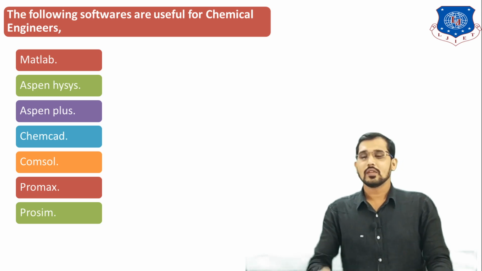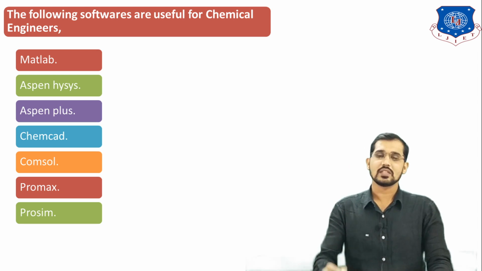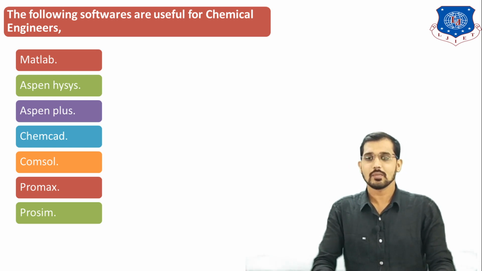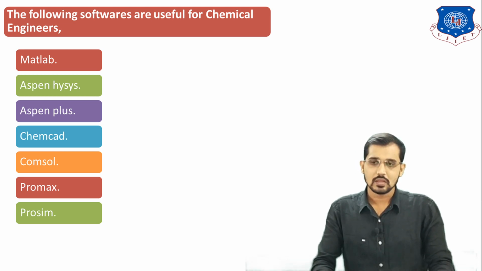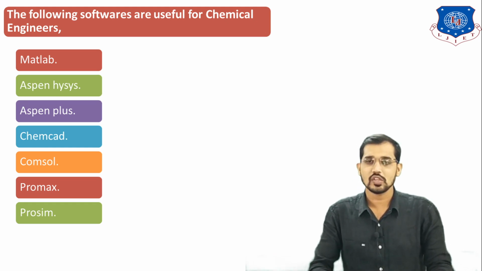And lastly, important softwares are available for chemical engineers. You can see on the screen this is the list of softwares. First is Aspen HYSYS, Aspen Plus, MATLAB, ChemCAD, COMSOL, Promax and ProSim. These all softwares are important in chemical industries to carry out automation.